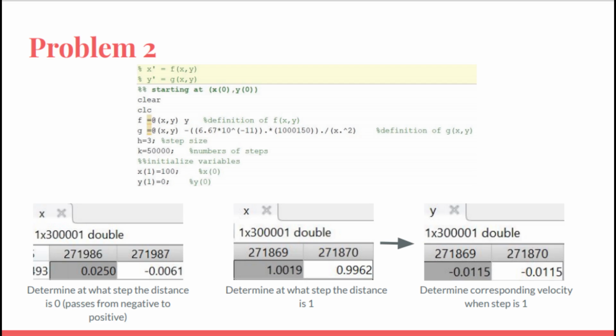In the second part of problem 2, we were asked to determine at what velocity the person and the capsule are coming together when they are 1 meter apart. Again, using numerical methods and MATLAB, we found the step at which the distance was 1 meter and correlated that to the step for the corresponding y variable. As explained before, this y variable represents the velocity at each step.